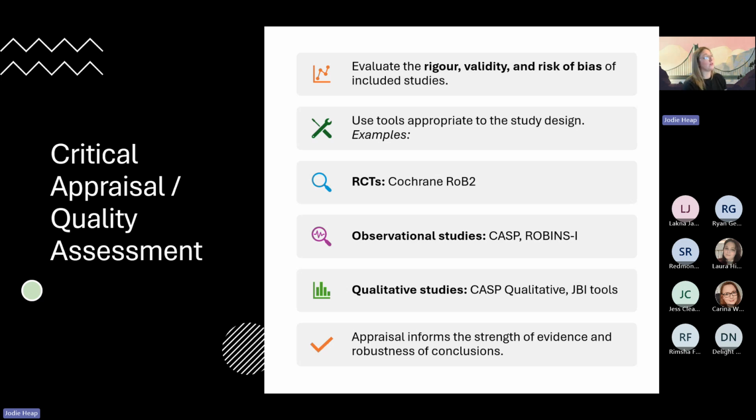Things that we might want to use to assist in that process are, in randomized controlled trials, the Cochrane risk of bias 2. In observational studies, we've got the CASP or the Robbins, and in qualitative, we've got the CASP and the JBI tools. So there are systems in place, frameworks, tools, toolkits, that's the word I'm thinking of, that have been designed to support that critical evaluation.